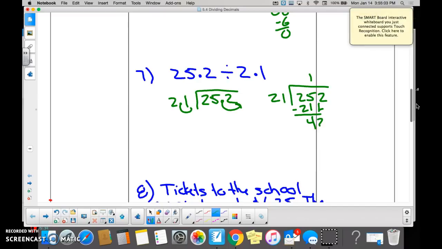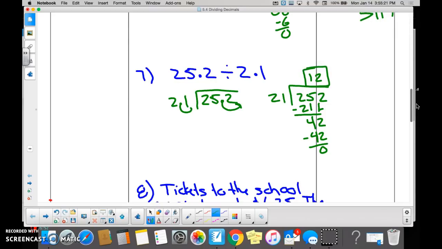Bring down the 2. 21 goes into 42 2 times. 2 times 21 is 42. We got nothing left over. My answer is 12. Again, I said that we should be somewhere around 12, 13. 12 is really close to 12 or 13. We're good to go. Again, the big thing here is you can never divide with a decimal in the divisor, so we move it over until it is no longer in play, same as multiplying by 10.